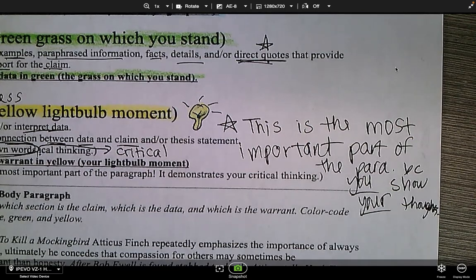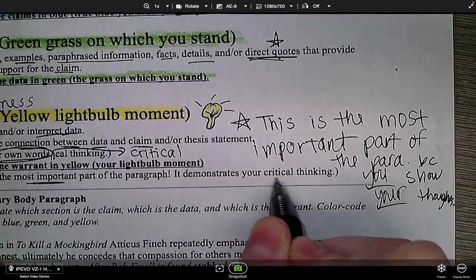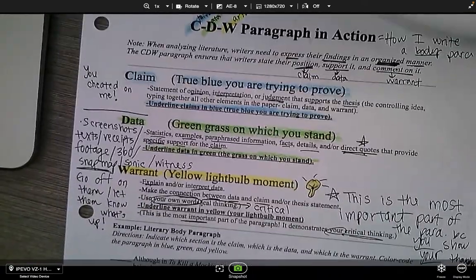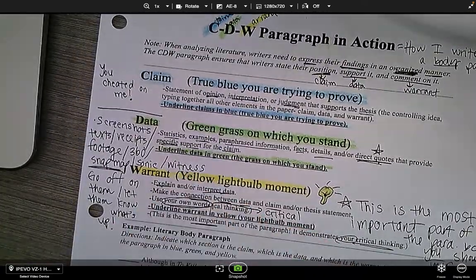All right, so let's revisit our breakup. This is the most important part. Demonstrates your critical thinking. Let's look at our breakup and see if we are going to come out with any sense of closure. You cheated on me. Here are the screenshots, text messages, receipts, footage, Live 360, the Snap Map, Sonic Witness, and your new boyfriend and I have been texting. Then you go off on them.